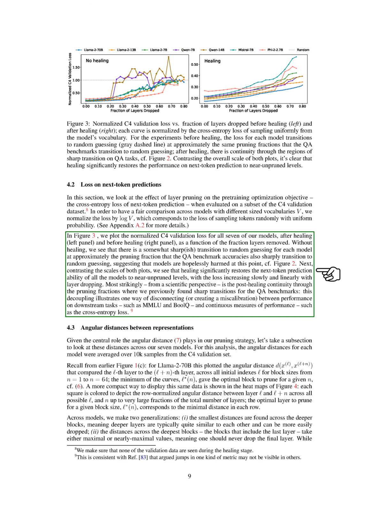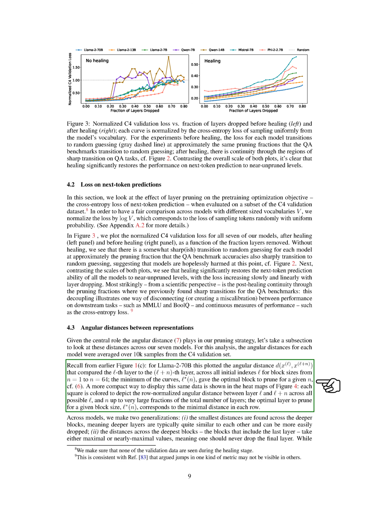Section: Angular distances between representations. In this section, we focused on the angular distances between representations in our pruning strategy. We analyzed these distances across 7 models by averaging them over 10,000 samples from the C4 validation set. We referred back to a previous figure that showed the angular distances between different layers within each model. The optimal block to prune for a given size was determined by finding the minimum distance in each row of the heat maps.